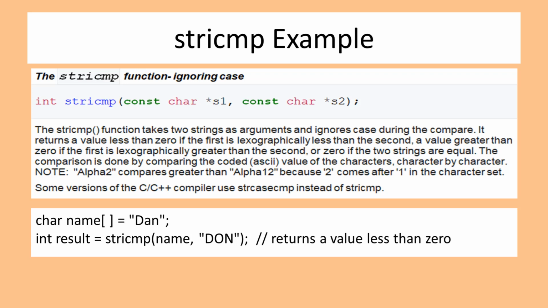We can solve that with strcasecmp, or stricmp if you're a Microsoft person. Now we're going to ignore case. So now the lowercase a is still less than the letter O, even if it's uppercase.